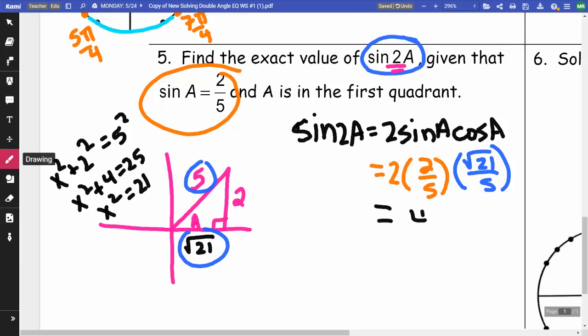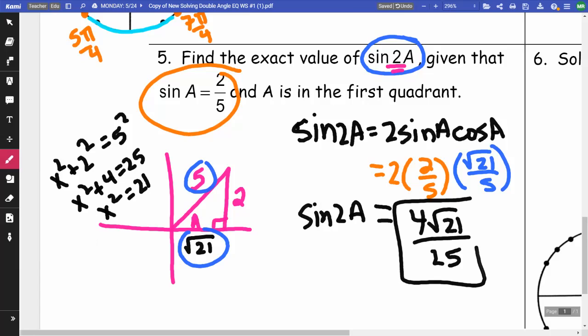And I'm going to get 4. 2 times 2 is 4. 4 root 21 over 25. And that's what sine of twice the angle is equal to. Okay.